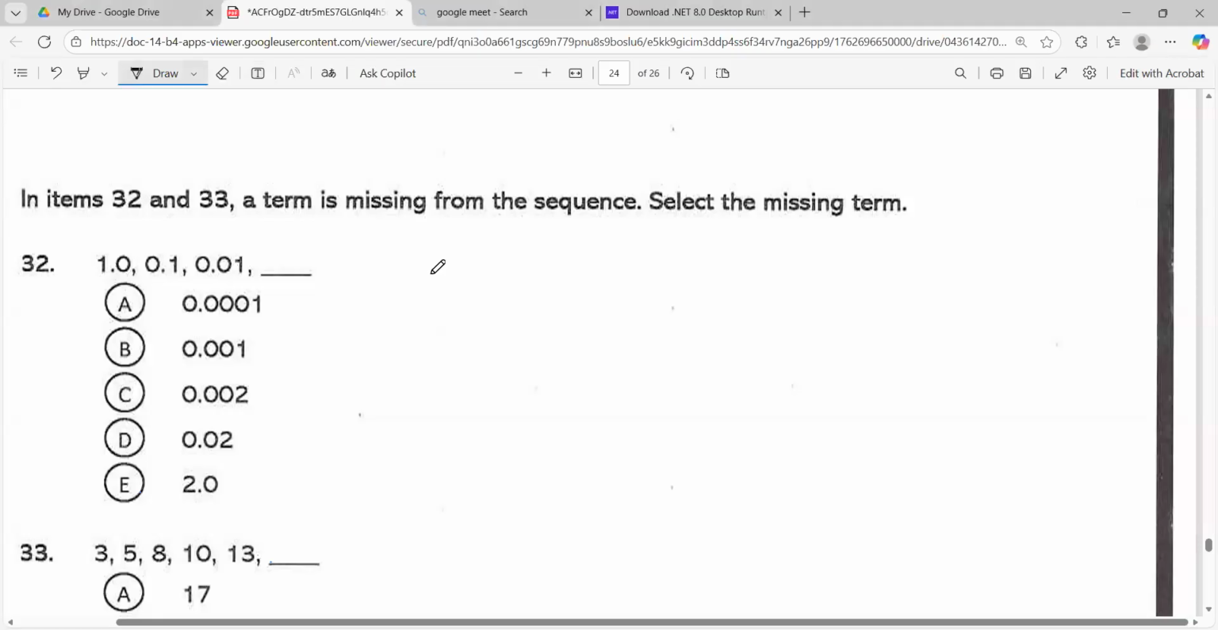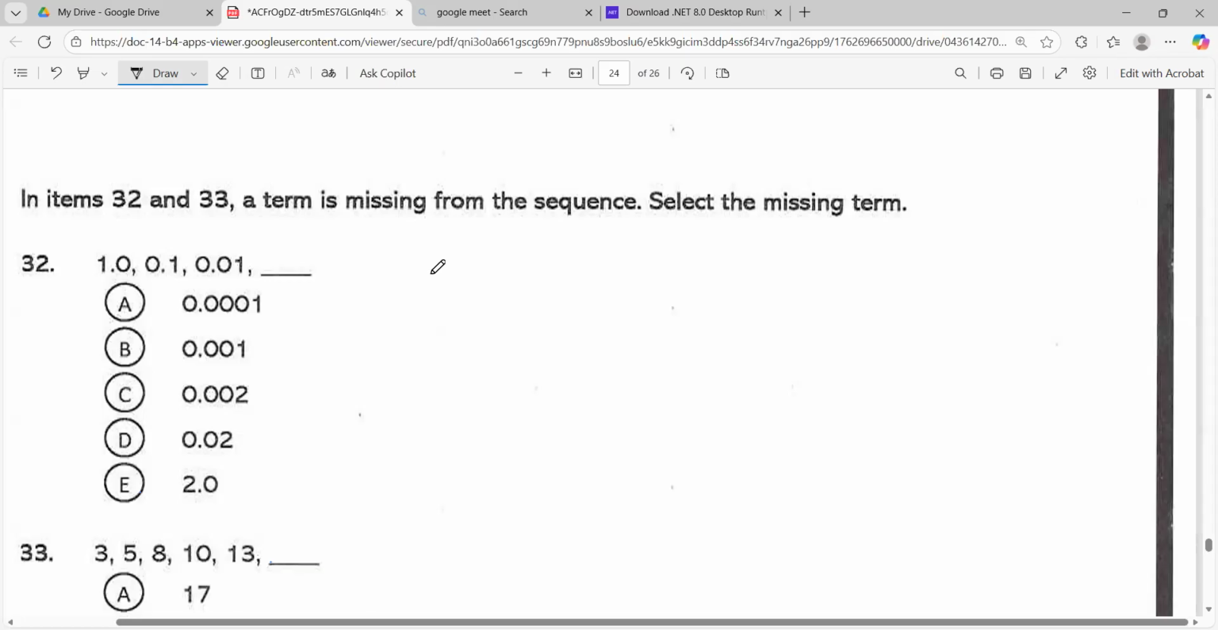Okay, sir. So the numbers 3, 5. Oh, never mind. 32. So we realize that the first one is 1.0, and then the second one is 0.1. So I realize that they put the numbers behind each other instead of putting the different zeros, so they just put the one behind. Then we see the next number is 0.01.